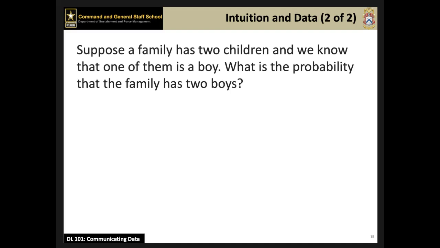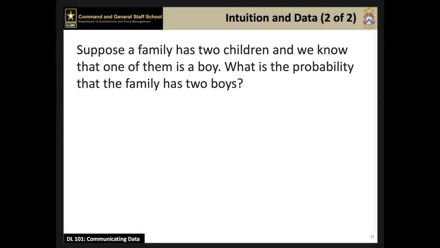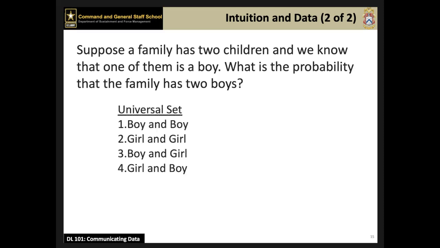Let's examine another problem to see how our intuition stacks up against the actual data. Suppose a family has 2 children, and we know that one of them is a boy. What is the probability that the family has 2 boys? The other can be either a boy or a girl, so the answer must be 1 out of 2, or 50%. Pretty easy, right? Well, first let's consider all possible combinations of 2 children.